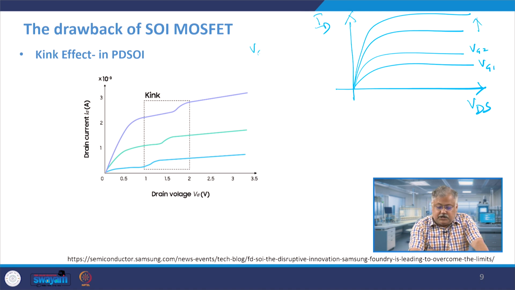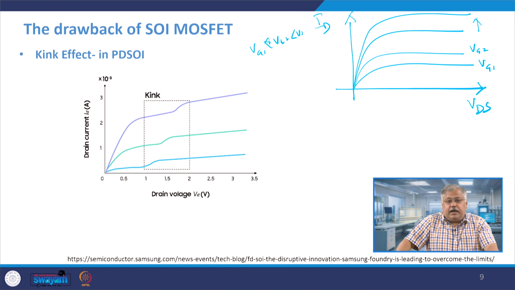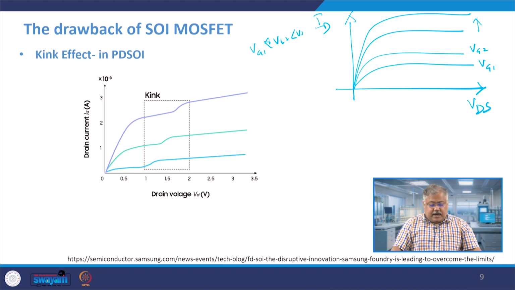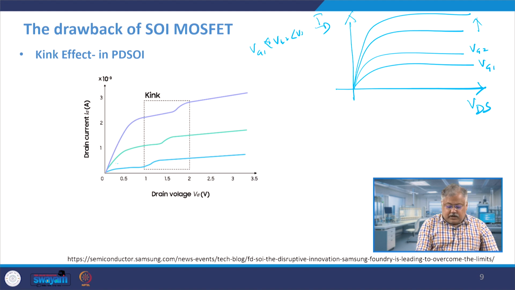So, basically Vg1 is less than Vg2, less than Vg3. But what happens here in this case is that as you plot drain voltage with respect to drain current, we see that the current first increases, then starts to saturate, but then suddenly at a particular value of drain voltage, you see a sudden jump in the current happening. This effect is referred to as a kink effect in SOI MOSFET, right.